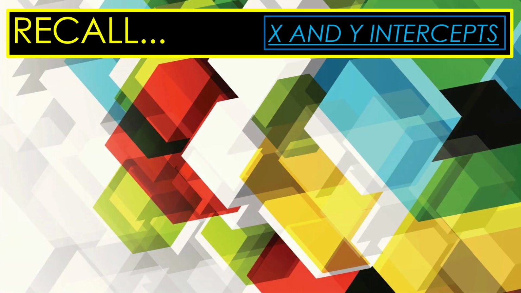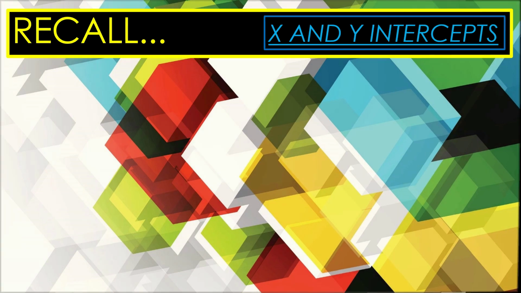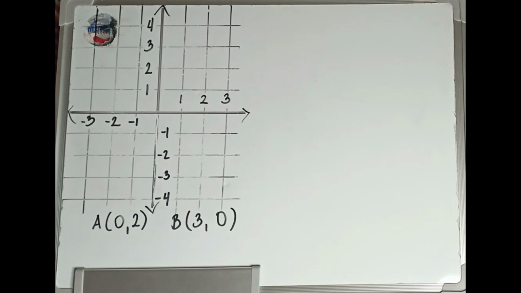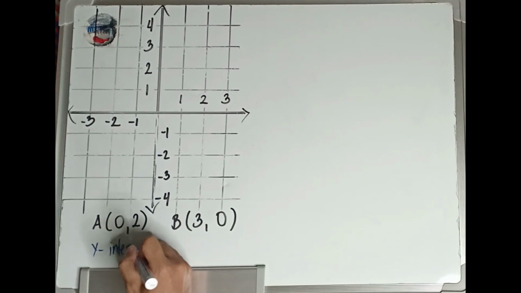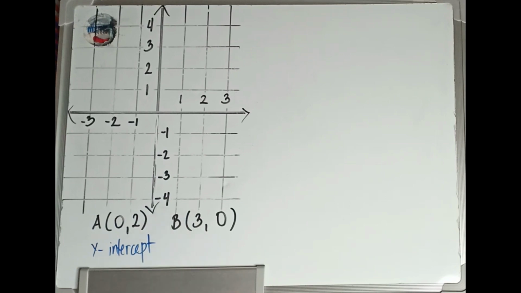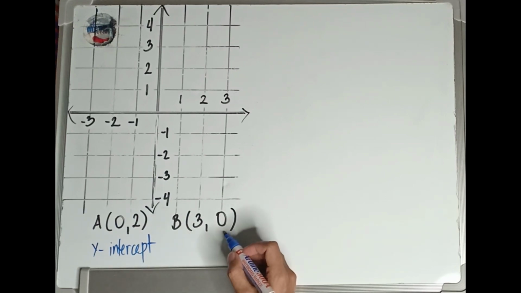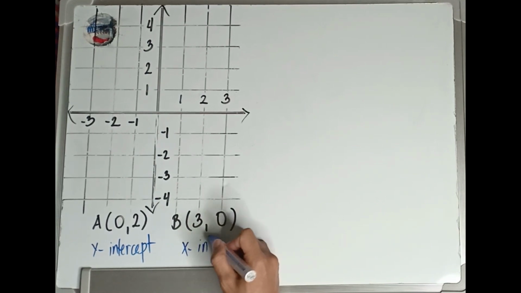Let us recall on how to make equation of a line and graph the equation of a line using x and y intercept. Now we are given 2 points. But if you notice, for point A, the x value is 0. So, we can say that this point is for y-intercept. And for point B, since y is 0, this point is for x-intercept.